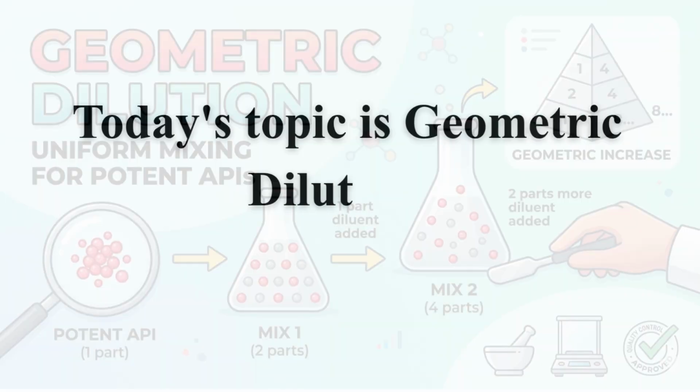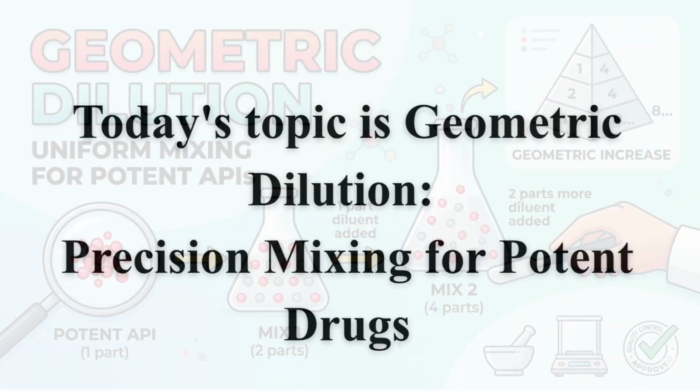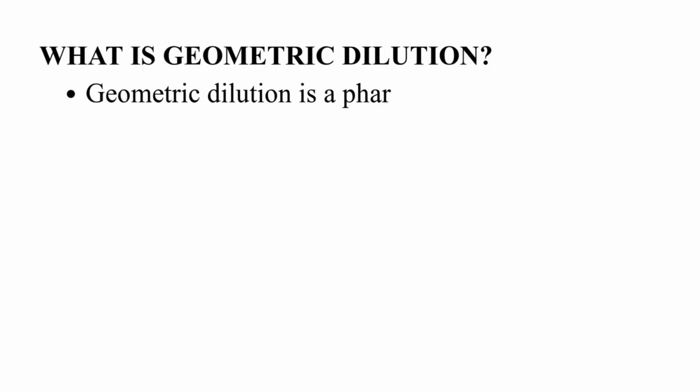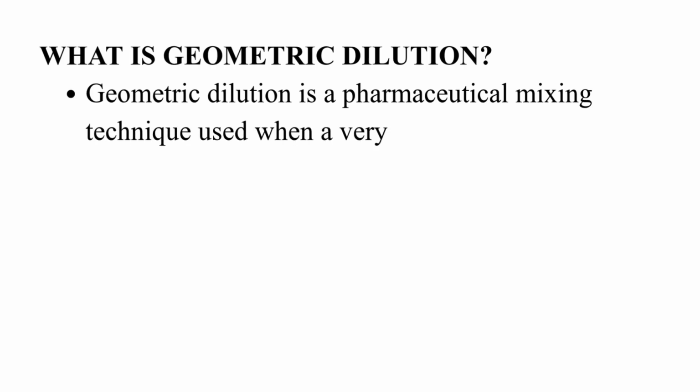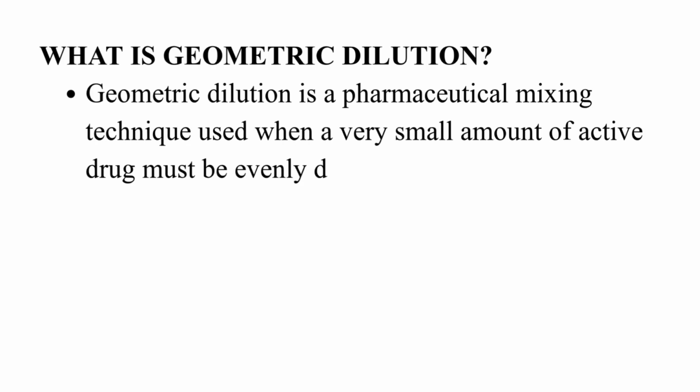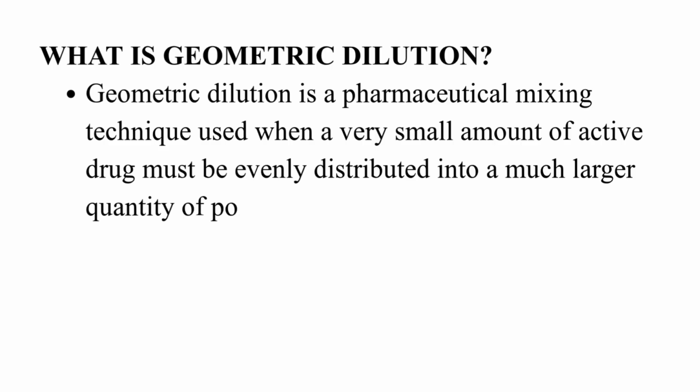Today's topic is geometric dilution, precision mixing for potent drugs. Geometric dilution is a pharmaceutical mixing technique used when a very small amount of active drug must be evenly distributed into a much larger quantity of powder or diluent.